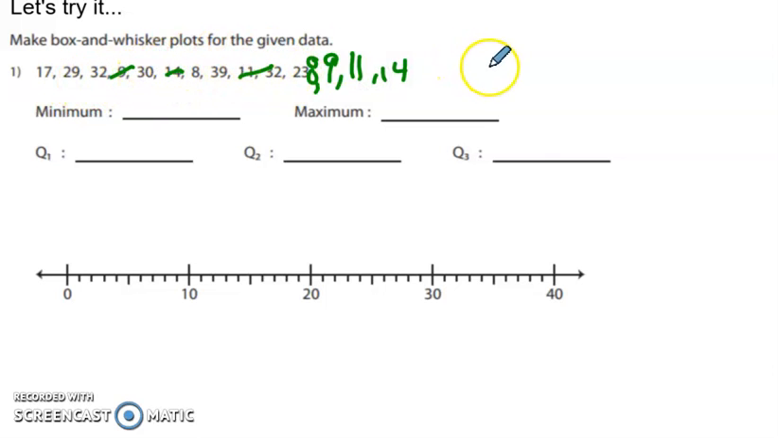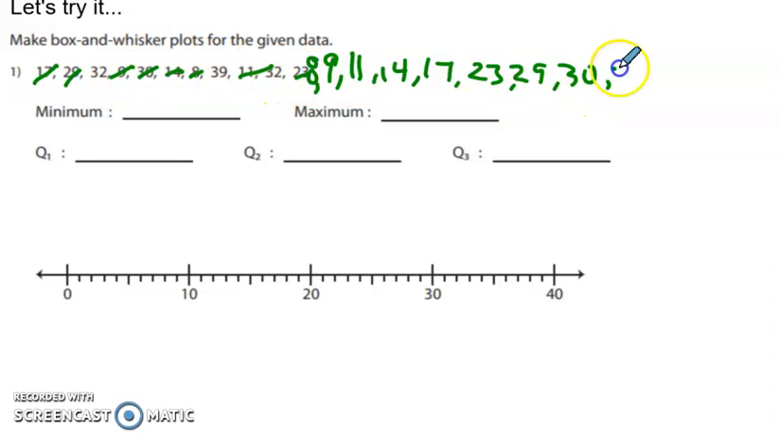14, next number it looks like is 17. A little sloppy. Okay, and I got the 8. 23, is that what we're looking at? Looks like 23 is our next one. 29. Looks like we're going to go to 30. And I got that 23 right. Yes, it looks like we have 2 32s. And the last thing we want to talk about is a 39.